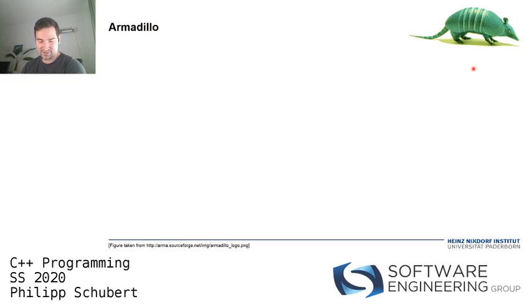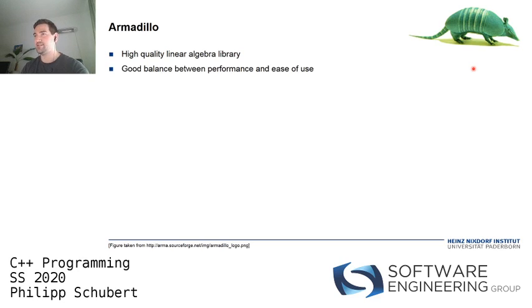Another library that I used in my master thesis is the Armadillo library. It's a high-quality linear algebra library, so you can do some mathematical computations. And it's really a good balance between performance and ease of use. It's really easy to use, and it gives you decent performance. It provides some high-level syntax. We will have some examples on the right-hand side in just a few seconds.